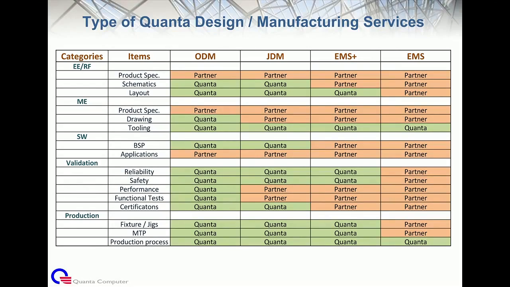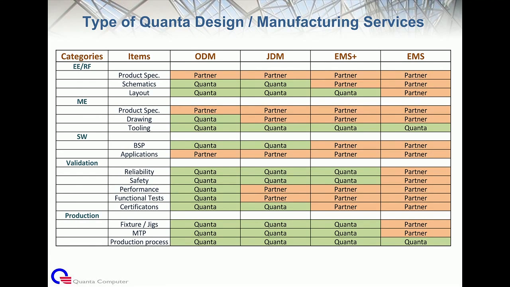Okay, so this table looks complicated, but indeed it's simple. Quanta, as an ODM, has two parts of service. The first part of service is design. The second part of service is manufacture. For the design part, we have the engineer center in Taiwan, which has more than 5,000 engineers. And for the manufacturing part, we have 3 manufacturing sites in China, which have more than 100,000 employees.